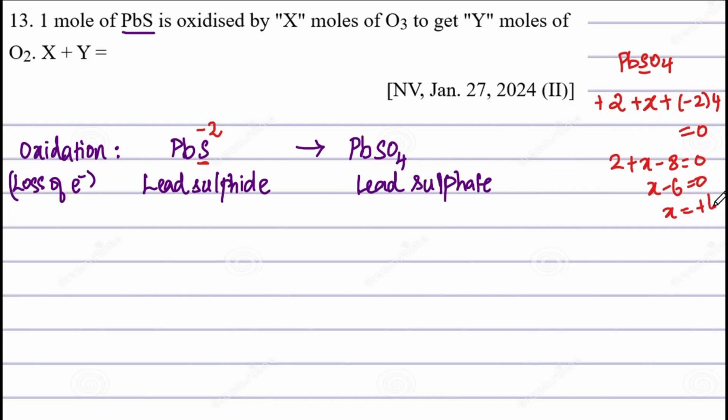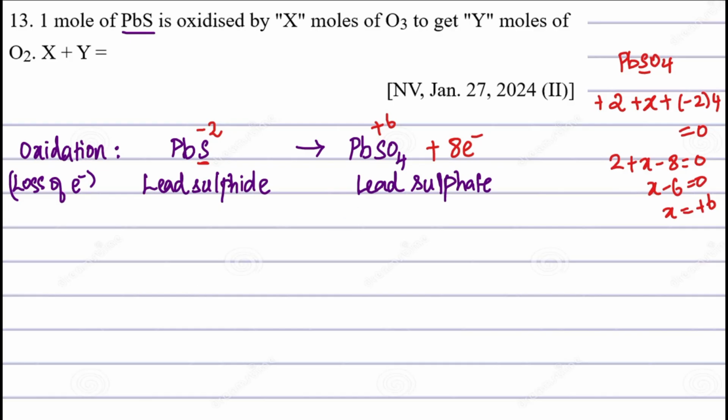So the value of X is +6. So from -2 to +6 is an increase in oxidation state, so obviously it is oxidation. So what is the difference? The difference is 8 electrons. So 8 electrons are lost in this oxidation.